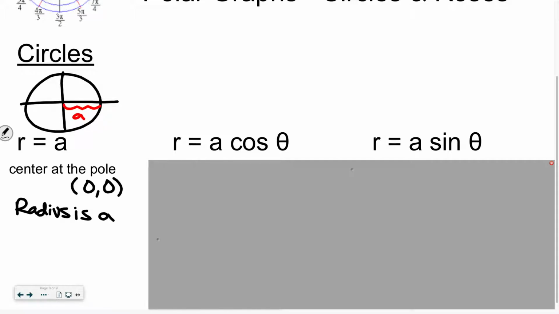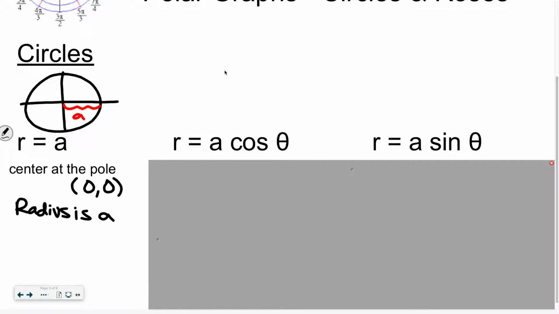So if I saw R equals 5, I would know it had a center at 0, 0 with a radius of 5. I'm going out to the 5th ring. Simple as that. If you did any of the graphing activity, you would have discovered A cosine theta and A sine theta do not work the same way.